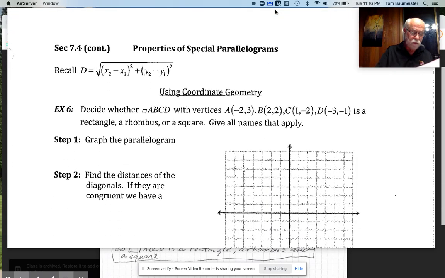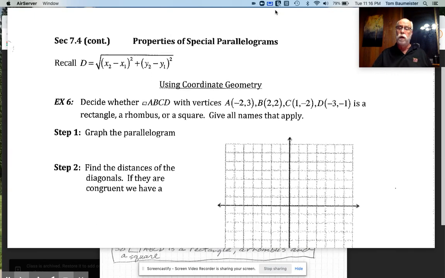And then finally, the last thing we're talking about is when we're using the coordinate geometry again. So recall the distance formula: the distance is equal to the square root of x2 minus x1 quantity squared plus y2 minus y1 quantity squared. So using coordinate geometry, decide whether quadrilateral ABCD with vertices at A is (-2, 3), B is (2, 2), C is (1, -2), and D is (-3, -1) is a rectangle, a rhombus, or a square.